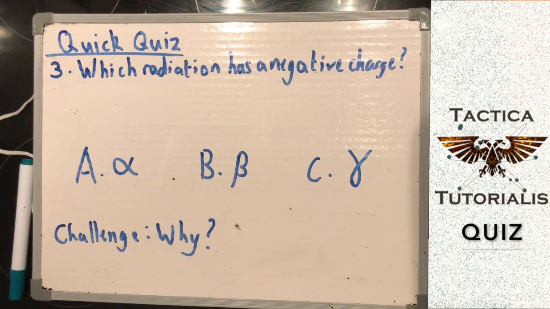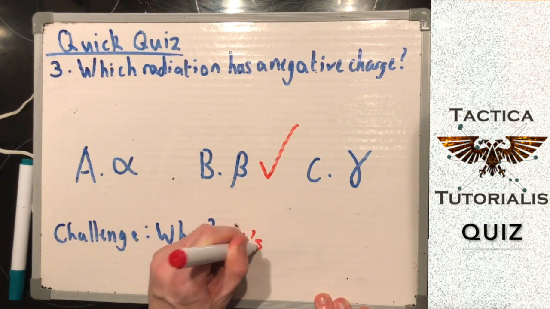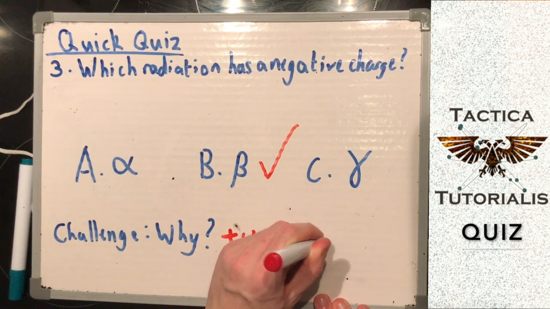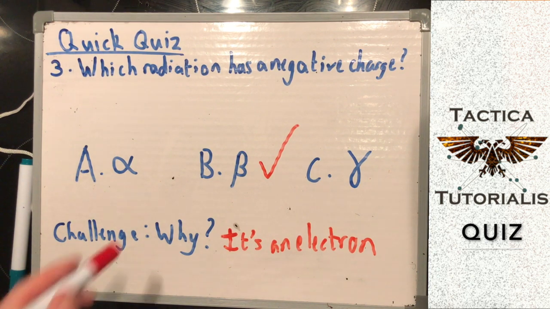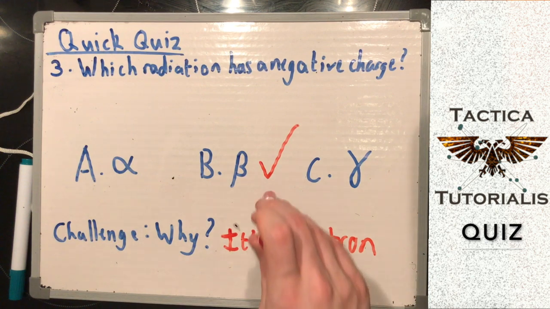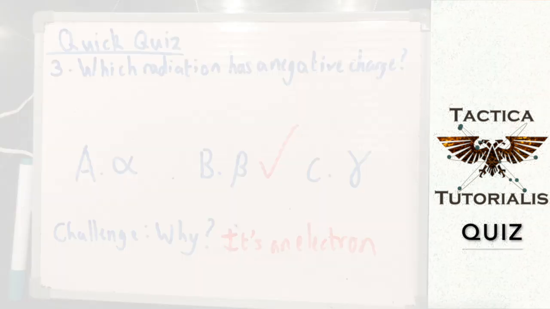So, answer. Beta radiation has a negative charge. Why? It's an electron. And electrons have negative charge. Nice and straightforward, that one. Hopefully it didn't require too much explanation. Alpha, you might remember, +2. Beta, -1. Gamma, 0.